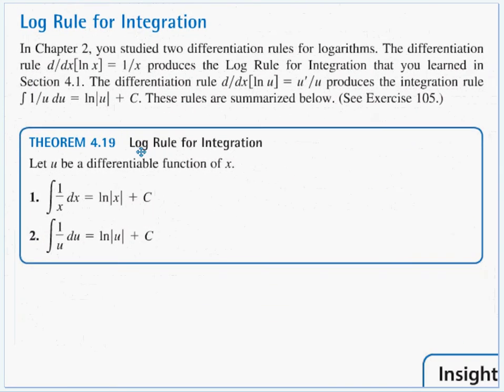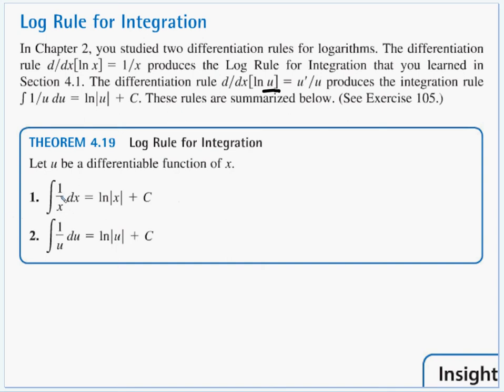So, the log rule for integration. Way back in chapter 2, we studied two differentiation rules for logarithms. The differentiation rule, the derivative of the natural log of x is 1 over x, produces the log rule from integration that we learned in 4.1. The differentiation rule, the derivative of natural log u is u prime over u. Remember, what we are logging becomes our denominator, and then the derivative goes right on top. Produces this integration rule. The antiderivative of 1 over u du is the natural log of u, don't forget the absolute value bars, plus c. And these are summarized below.